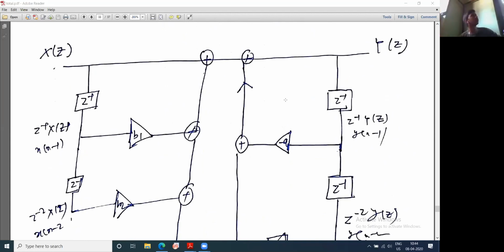Delay circuit, using a delay flip-flop, a D flip-flop. If you give an input, after every clock, the input will go to the output. So delay is essentially realized using a delay flip-flop. Now, if you have more delays, you require more D flip-flops. More D flip-flops means more power and more cost. So cost will be more, power consumption will be more.